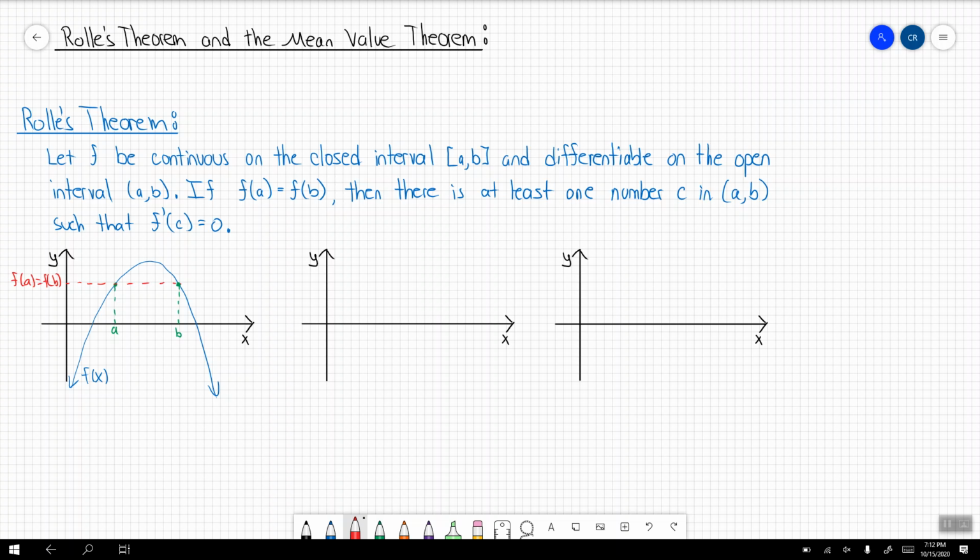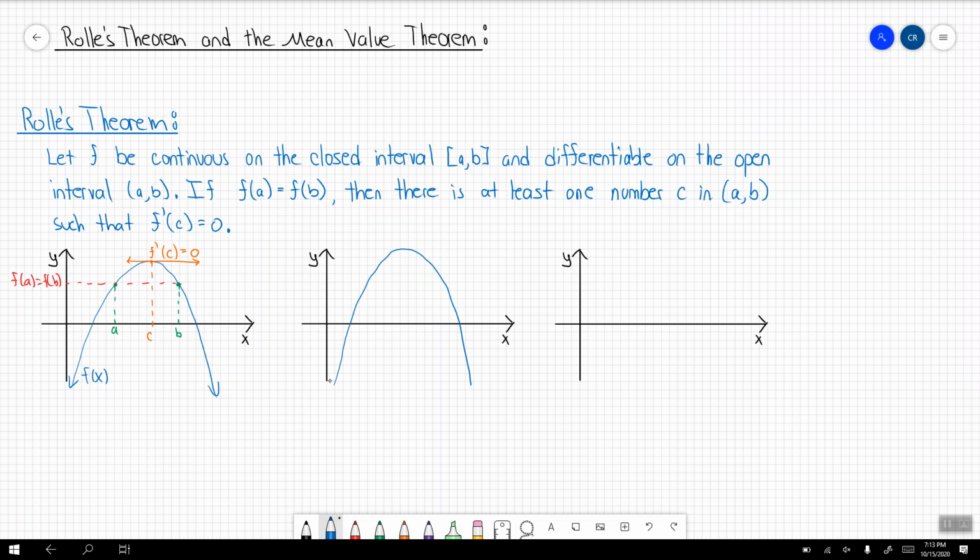Now, if this is the case, then Rolle's theorem guarantees that there is a number c inside of the given open interval from A to B such that the derivative of the function, or the slope, evaluated at c is equal to 0. In other words, the slope of the tangent line will be equal to 0. Again, this is Rolle's theorem. It says that we will be able to find some value for c.